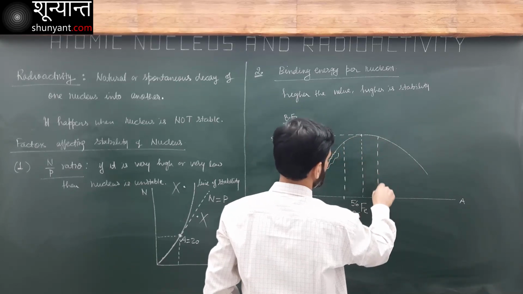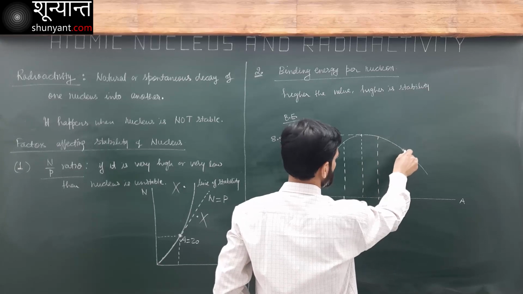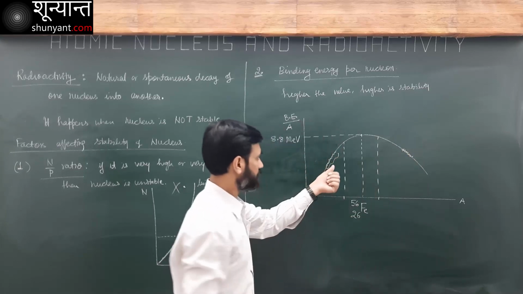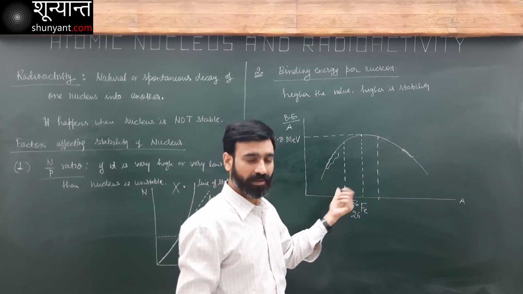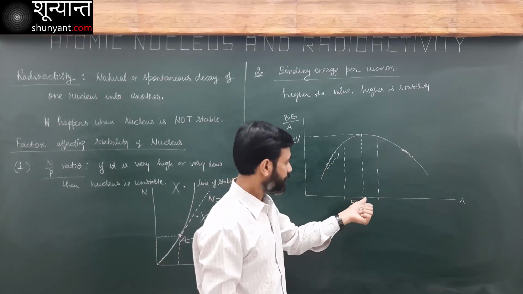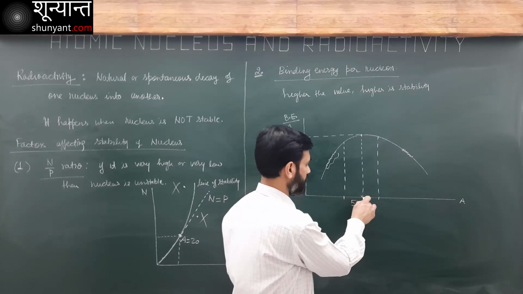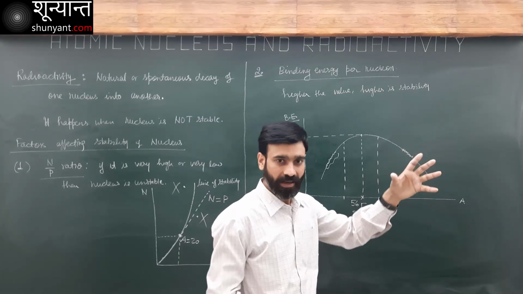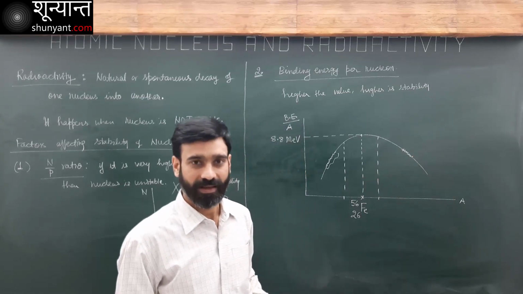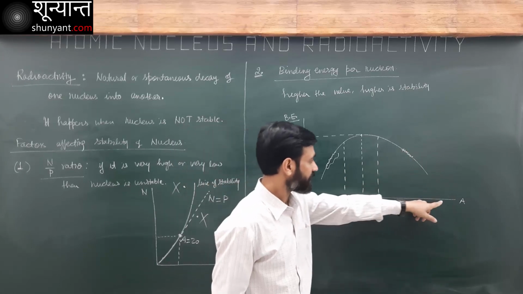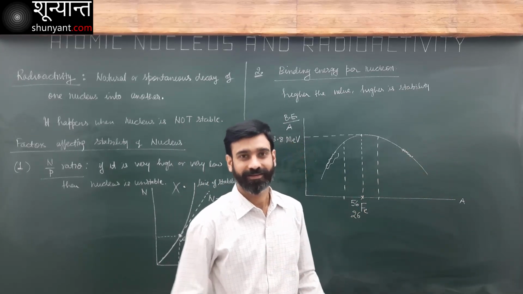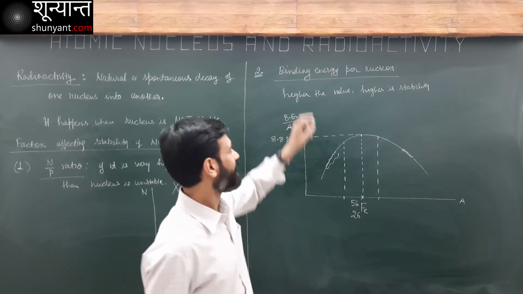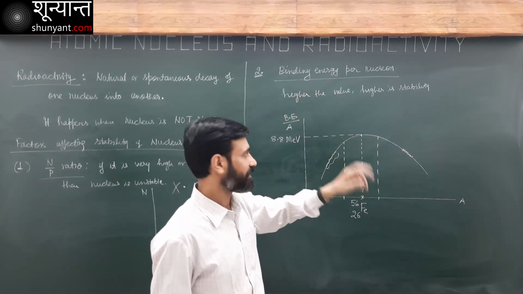Here, these are light atoms, light elements. Their mass number is very small as compared to iron here. And these are heavy elements; their mass number is very high as compared to this. Both are unstable because their binding energy per nucleon is low as compared to this.